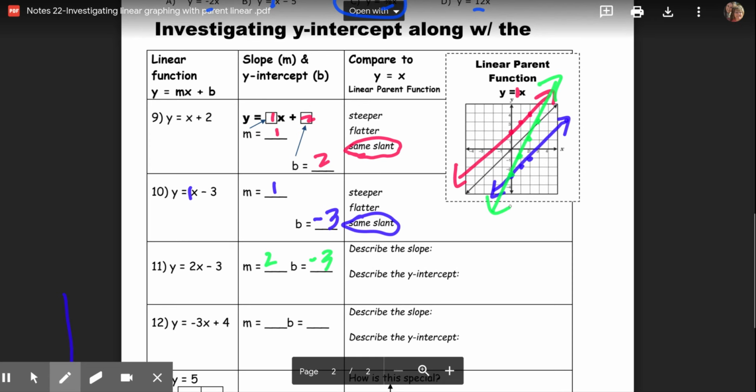So it says describe the slope. Well, it is going to be steeper. In fact, it's going to be twice as steep because it goes from 1 to 2. So twice as steep as the linear parent function. And describe the y-intercept. It's just going to be moved down 3. All right, let's take a look at problem 12.